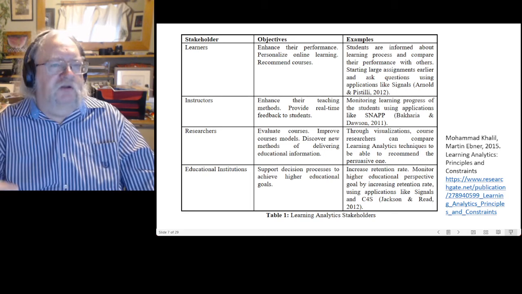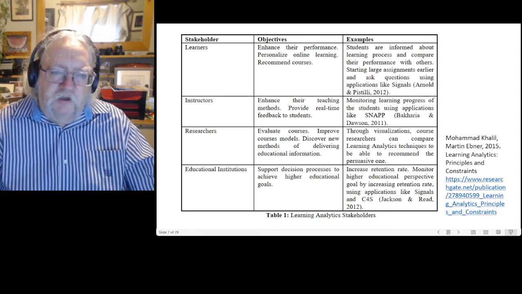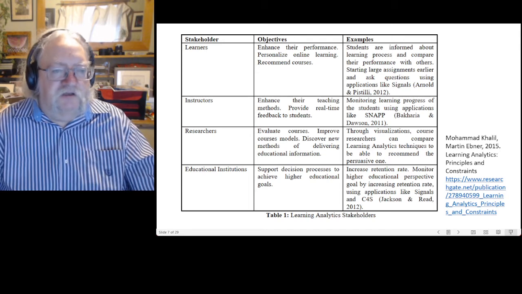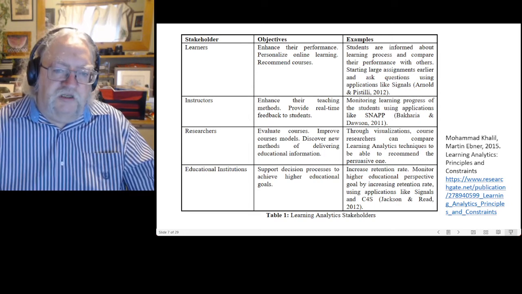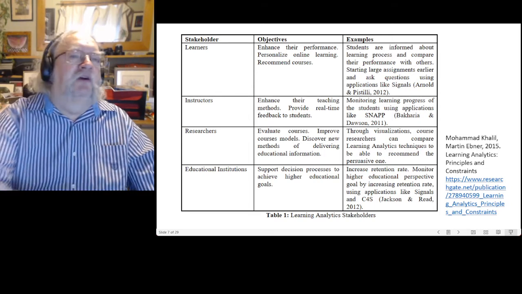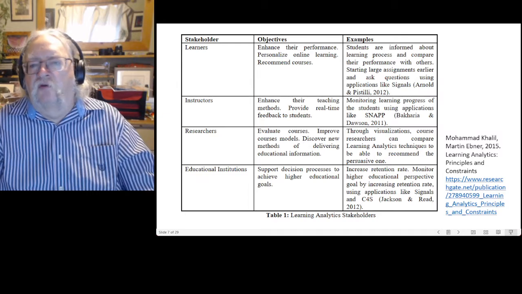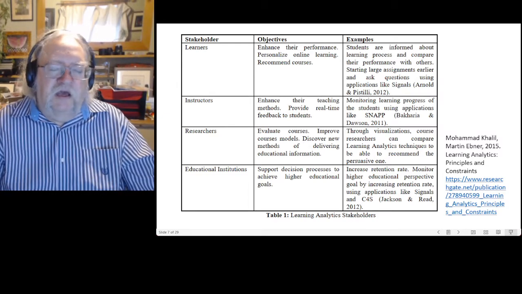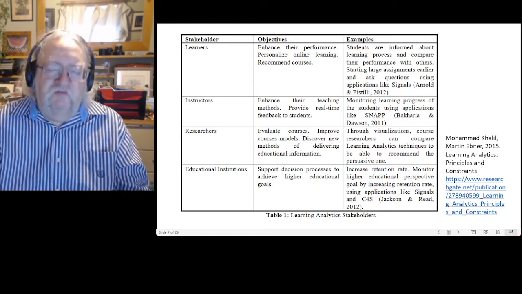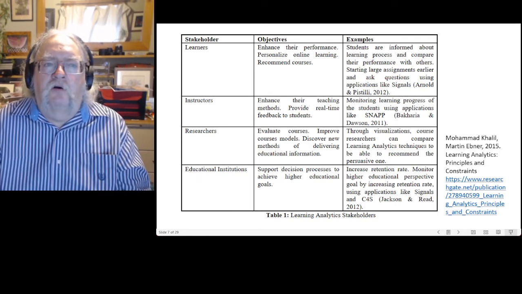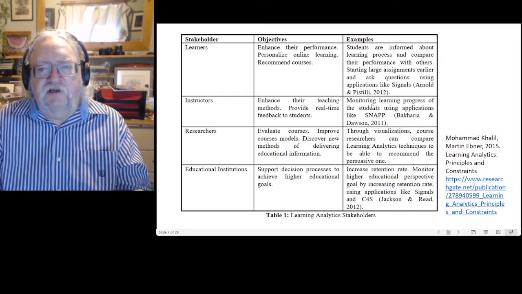For example, learners want to, say, enhance their performance or get course recommendations. Instructors want to improve teaching and maybe provide feedback to students. Researchers evaluate courses, develop course models, develop new instructional technology. And institutions have their whole set of goals, their business models, their institutional criteria for development and growth and learning outcomes. So we can see here that looking at those people who are involved in AI, each set of stakeholders is going to bring into the picture a different set of objectives. Now that's an important consideration.